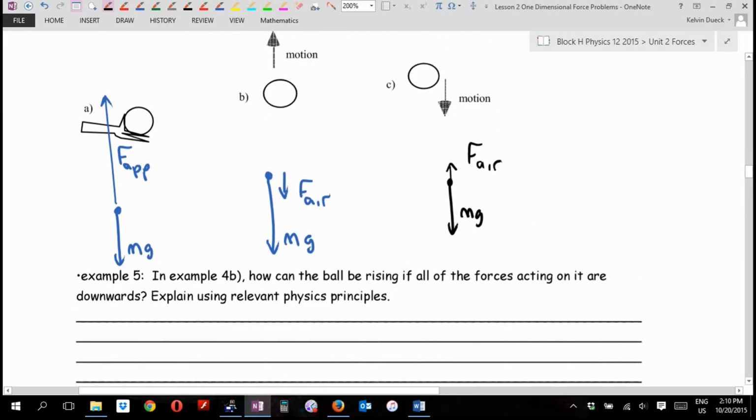In example 5, how can the ball be rising if all the forces in example 4b are downwards? Are all the forces acting on it downwards? Yeah. But when you throw a ball and it leaves your hand, is it traveling upwards? Yeah. Why? This is key.